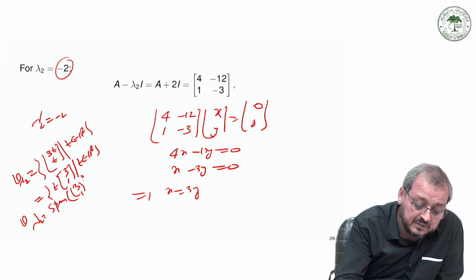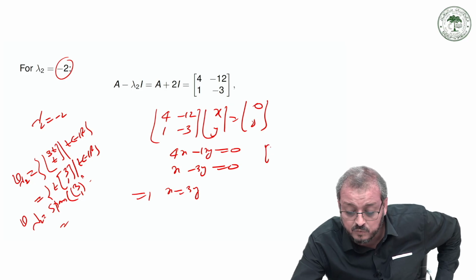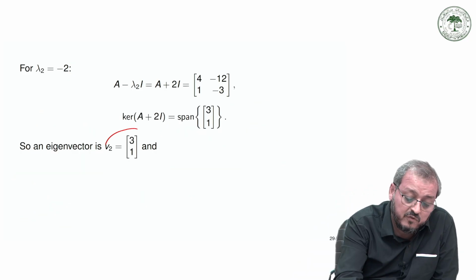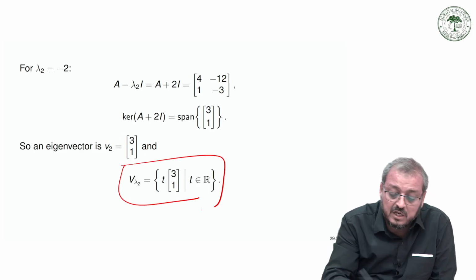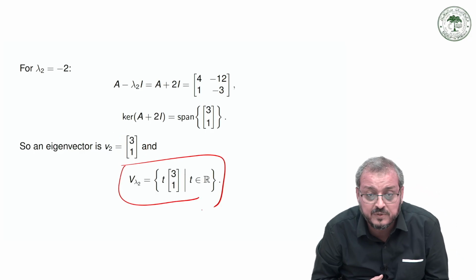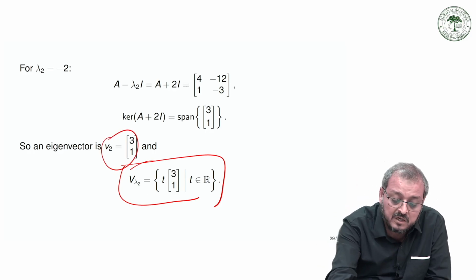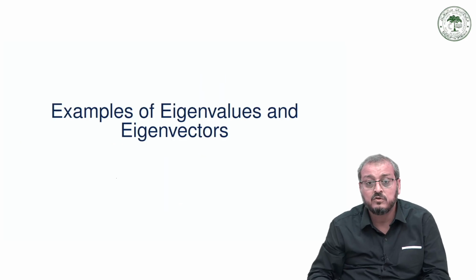So clearly this is the eigenvector corresponding to this lambda 2. We can say that 3 and 1 is one of the eigenvectors of V2, and then clearly V2 is nothing but t times that. The eigenspace can be written in the form of this eigenvector, so this is the eigenspace of this solution.